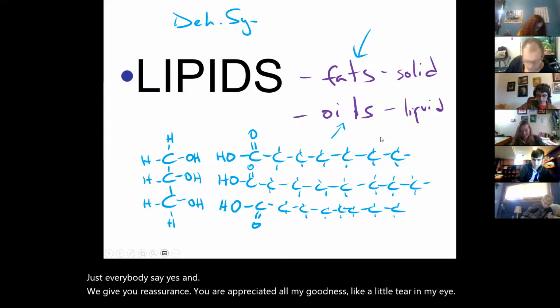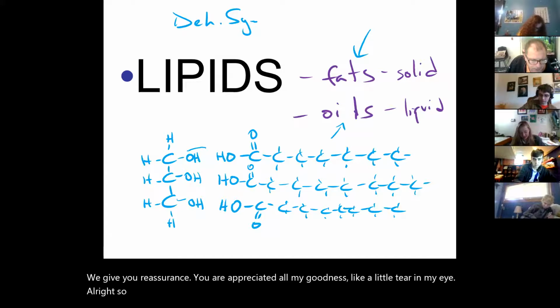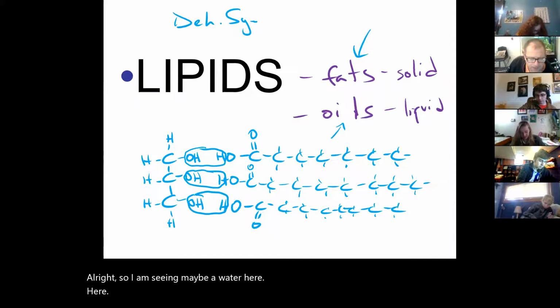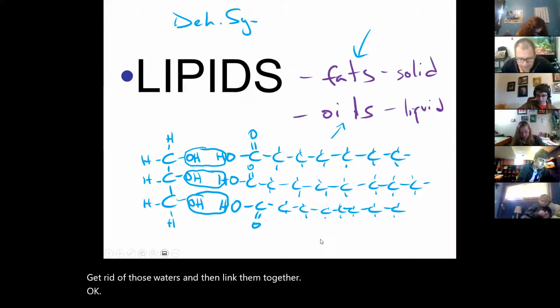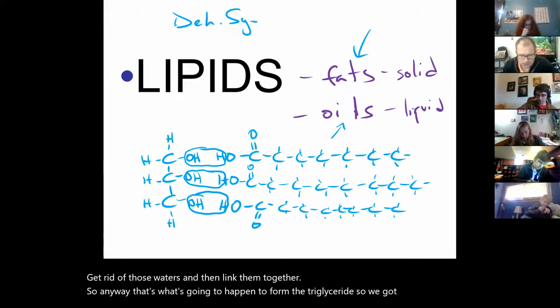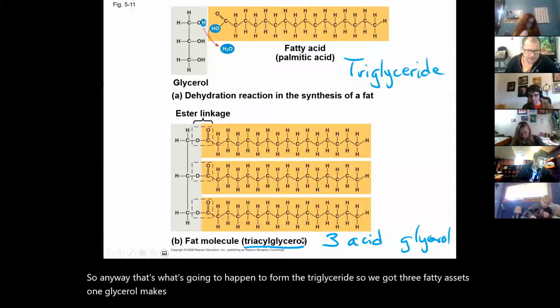All right, so I am seeing maybe a water here, here, and here. And then what we can do is get rid of those waters and then link them together. Okay. So anyway, that's what's going to happen to form that triglyceride. So we got 3 fatty acids, 1 glycerol makes the triglyceride, and then it ends up looking like this.